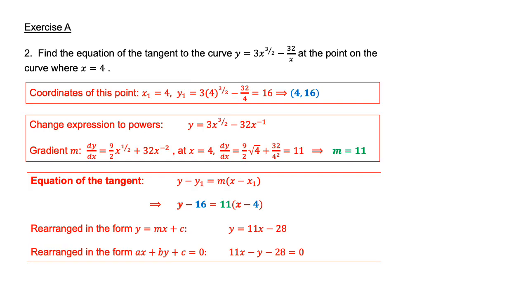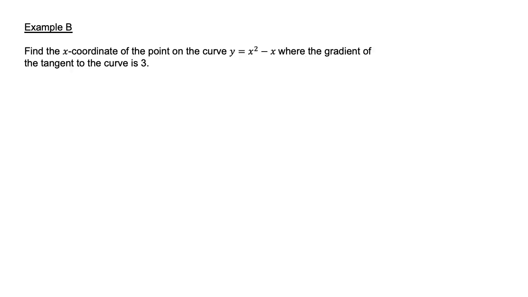And here is the answer. Now in this example, they're actually asking you to work out the x-coordinate on the curve when you're given the gradient. So there is an example. So we've got y equals x squared minus x, and we've got to work out what the x-coordinate is of the point on the curve when the tangent at that point is 3.